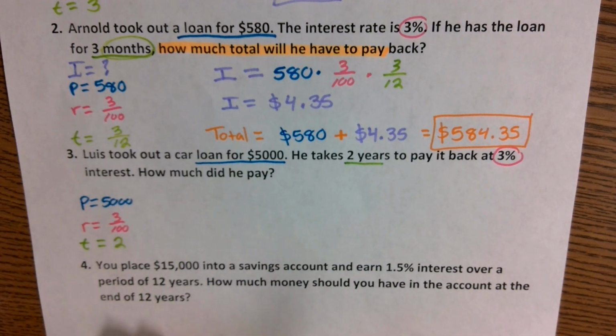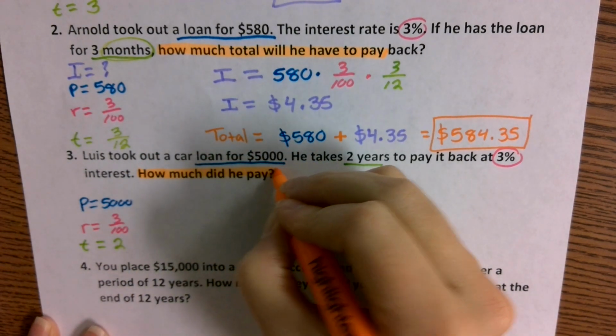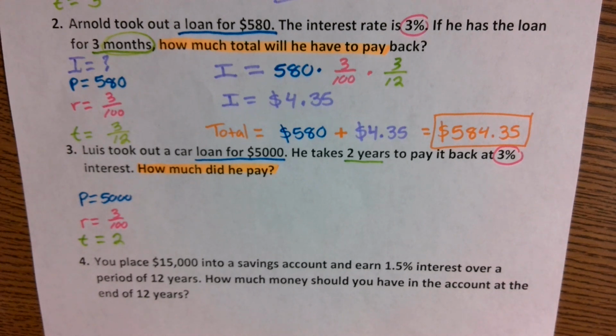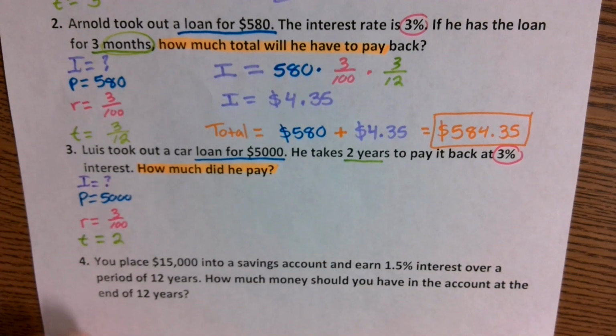I want to know how much did he pay back. So is that the interest or the total? How much he pays back, is that interest or total? Total. How much he pays back is a total, because you pay back what you borrowed, and you pay back the interest on it. So I have to find my interest, and then I have to find the total.